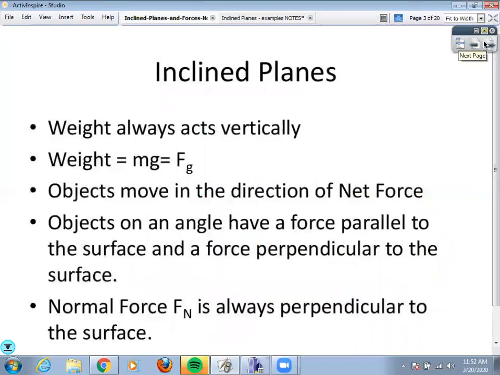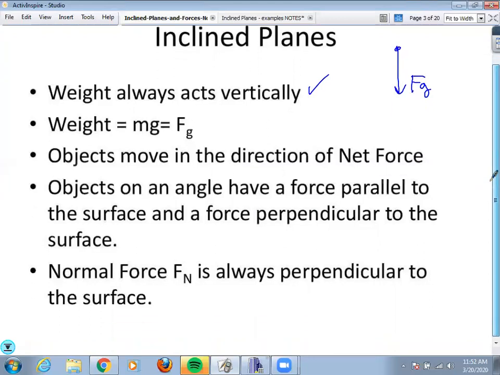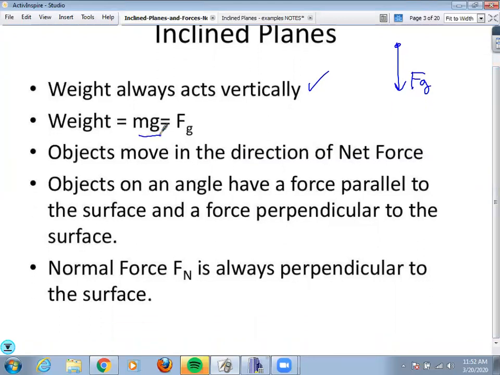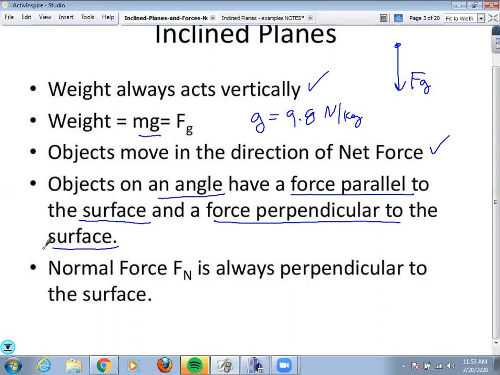So a few things first about inclined planes. Number one, weight always acts vertically, always. Weight is always directly down. Weight is equal to mg. On Earth, g is equal to 9.8 newtons per kilogram. Objects will always move in the direction of the net force. Objects on an angle have a force parallel to the surface, FG parallel, and a force perpendicular to the surface, FG perpendicular.